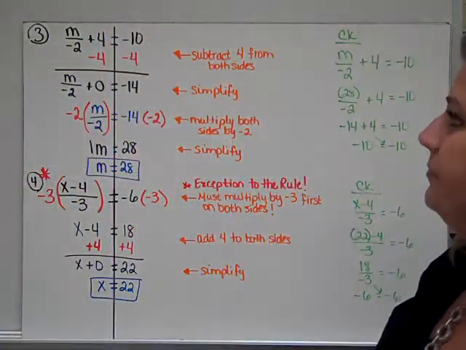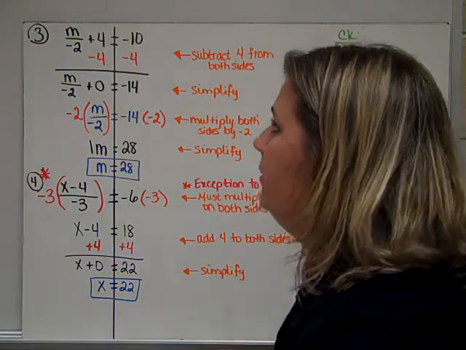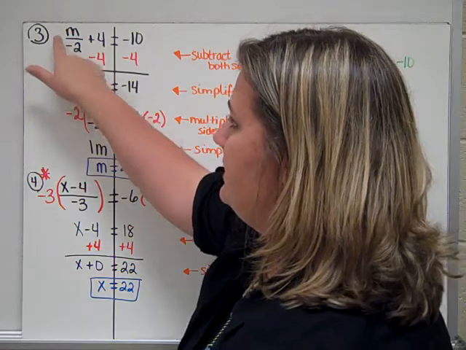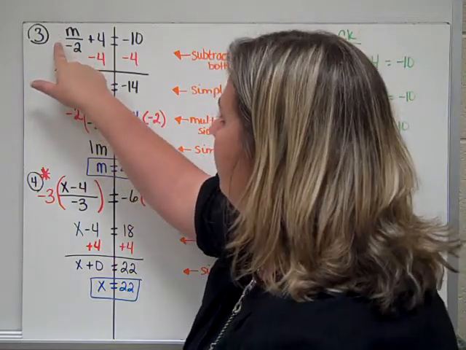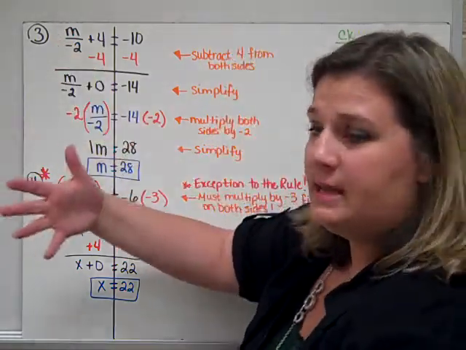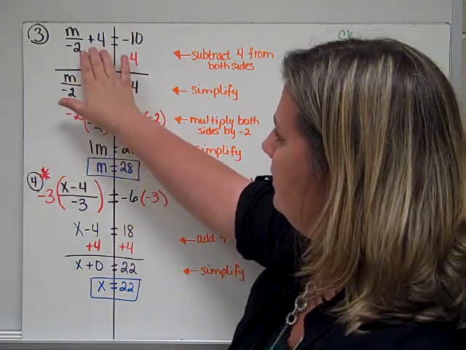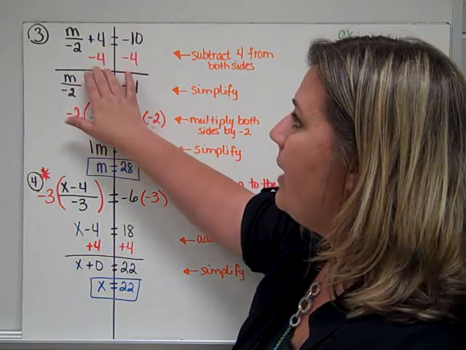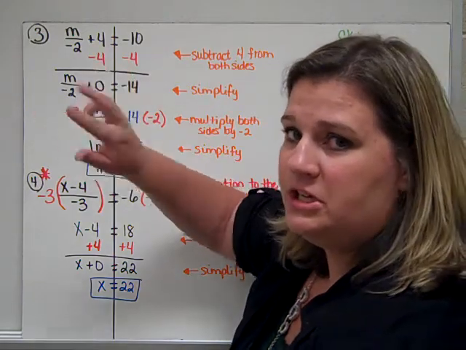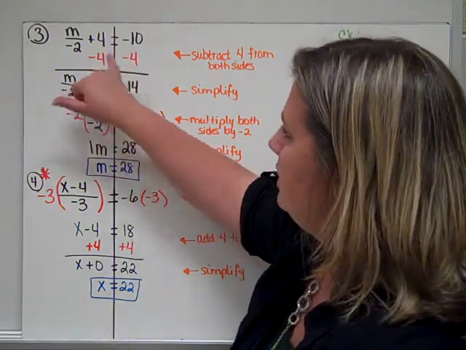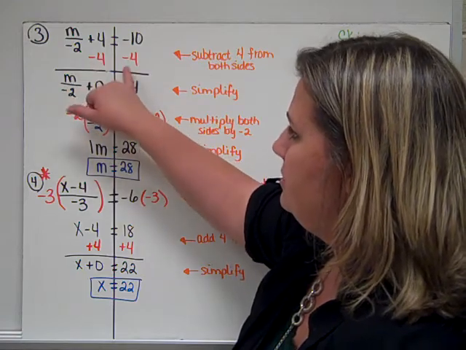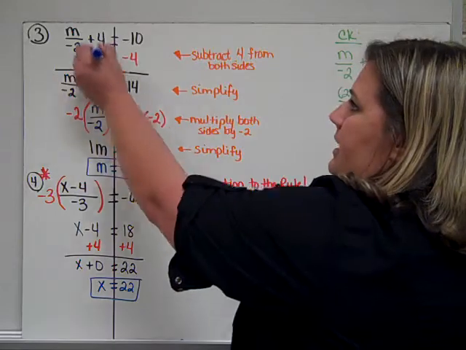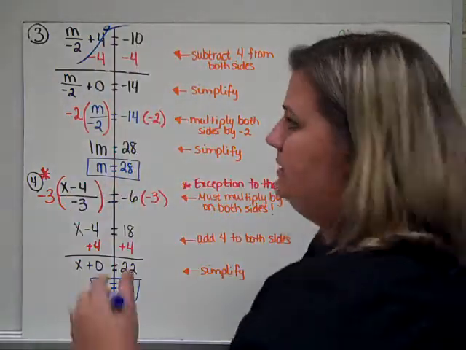Example number 3. Now here, my coefficient is negative 1/2. So the variable is actually broken up as a fraction. But again, I'm going to approach it the same way. When I see this, I have a positive 4 that's being added here. So I know I must subtract. Addition and subtraction are inverse operations. So what I do to one side, I must do to the other. As I bring my information down, remember, negative 4 plus 4 adds up to 0.